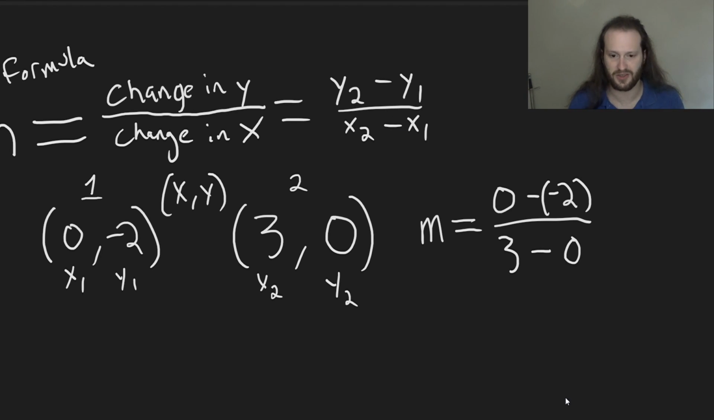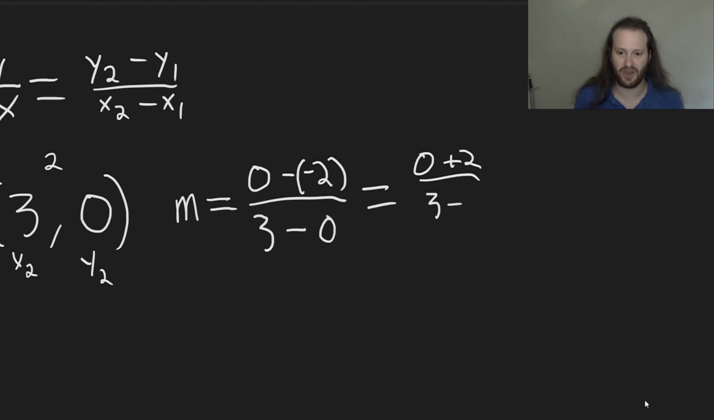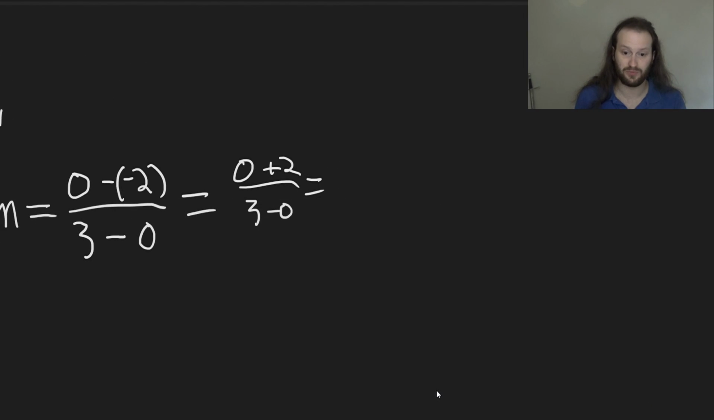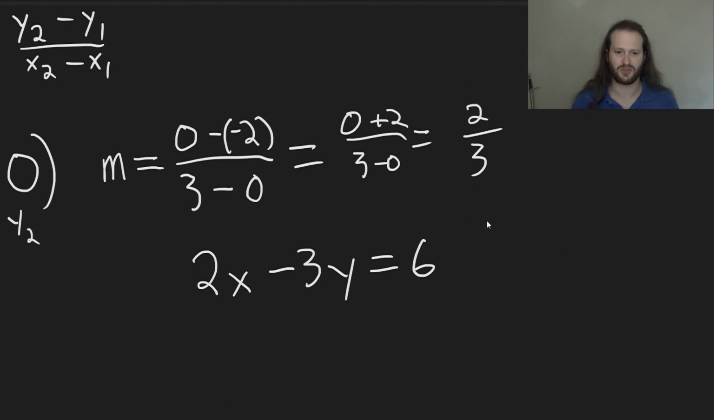All right, let's simplify this. Subtracting a negative, if you remember, is the same thing as adding a positive. So this is just going to be 0 plus 2 over 3 minus 0. 0 plus 2 is 2. 3 minus 0 is 3. So for this line, the slope of it is 2/3.